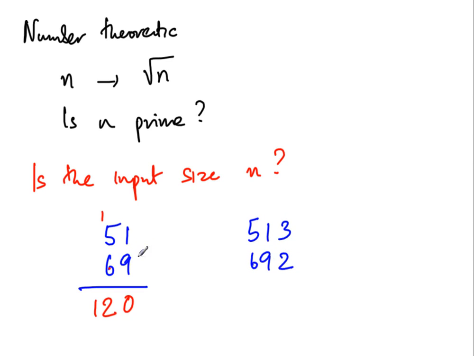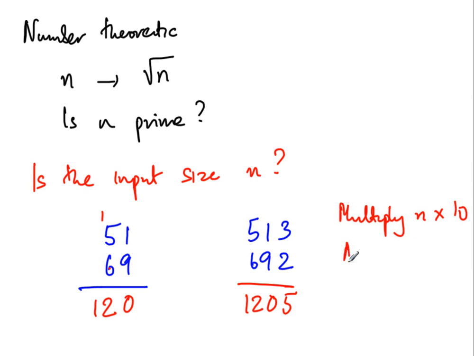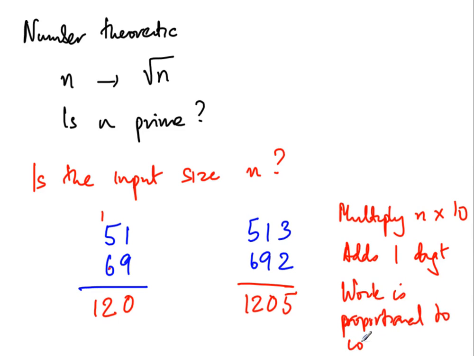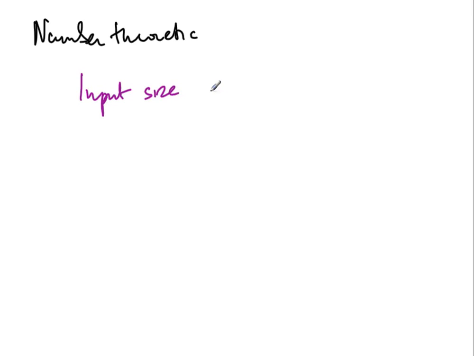Okay, so now the n has gone up by a factor of 10. But how much work do I do? Well, instead of adding 2 columns, I now add 3 columns. I say 3 plus 2 is 5, 9 and 1 is 10, carry 1, and so on. Right? So multiply n by 10. This adds 1 digit. Okay, and the work is proportional to columns, which is the number of digits. Right? So it makes sense, in other words, to say that for number theoretic algorithms, the input size is the number of digits.